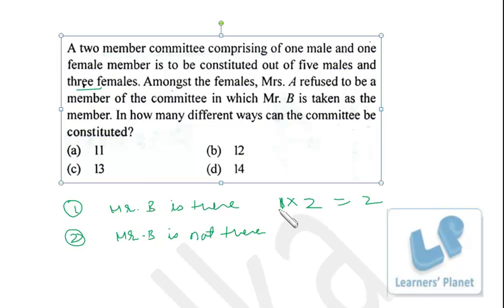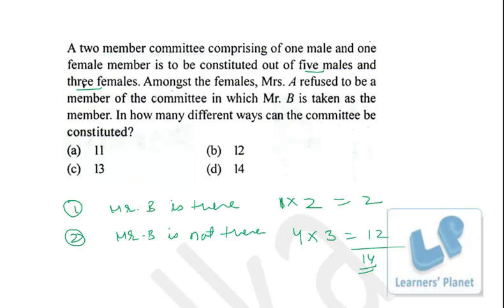Now what will happen in this case? Say we have 5 males, right? Now we are not including Mr. B, so we have a choice of 4 males. With these 4 males there is no restriction on females, right? Any female can be a member of the committee. For females we have 3 choices, so 4 into 3 is 12. So if Mr. B is there we have 2 choices. If Mr. B is not there we have 12 choices. So in all we have 14 ways. I hope you are clear.